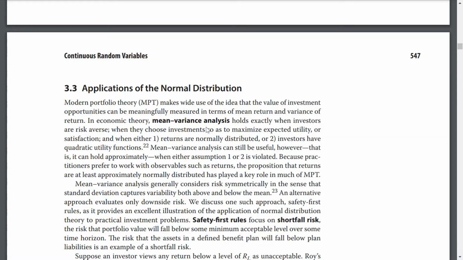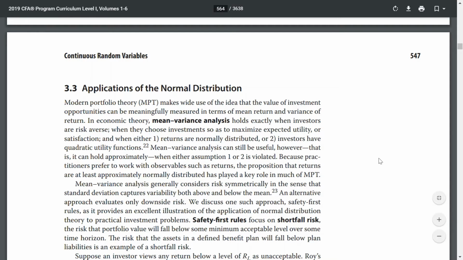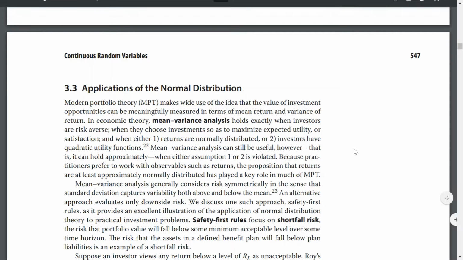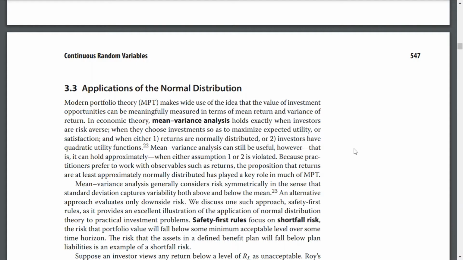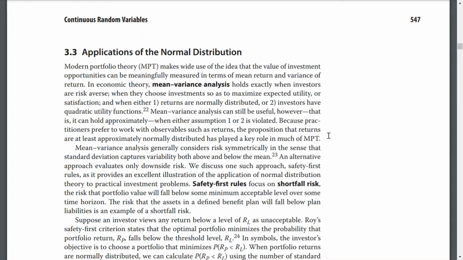Continued reading. Applications of the normal distribution. Modern portfolio theory, MPT, makes wide use of the idea that the value of investment opportunities can be meaningfully measured in terms of mean returns and variance of returns. In economic theory, mean-variance analysis holds exactly when investors are risk averse, when they choose investments so as to maximize expected utility or satisfaction, and when either 1, returns are normally distributed, or 2, investors have quadratic utility functions. Mean-variance analysis can still be useful, however; that is, it can hold approximately when either assumption 1 or 2 is violated.